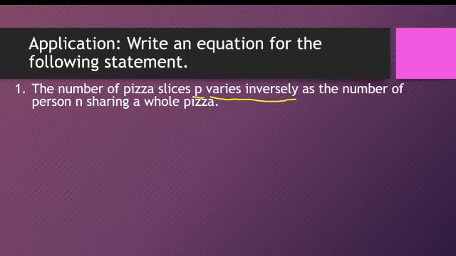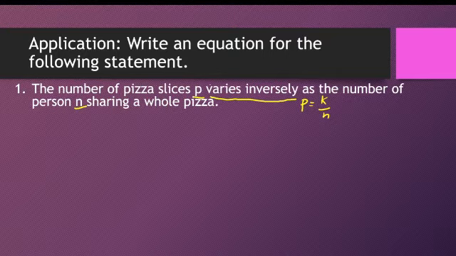So, ibig sabihin, mas konti yung nag-share, mas konti yung slices na pwedeng gawin natin sa pizza. Or mas malaki yung slices, no? Mas konti yung naghahati-hati, mas malaki yung slices. Pag marami namang naghahati-hati, mas maliit yung slices. So, increasing and decreasing. So, represented by the variable n, yung number of person. So, this is P equal to K over N.